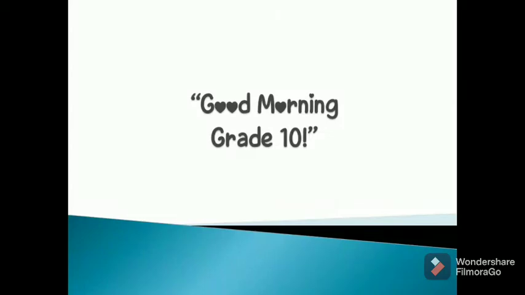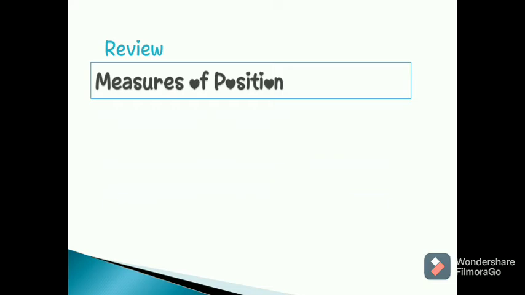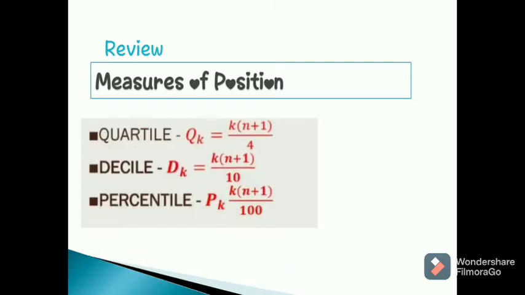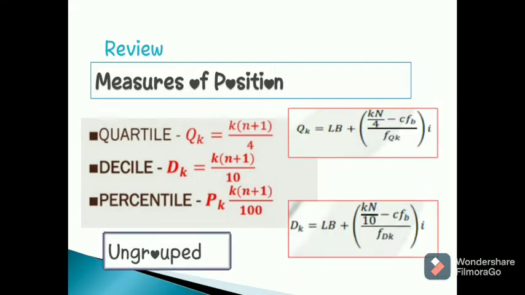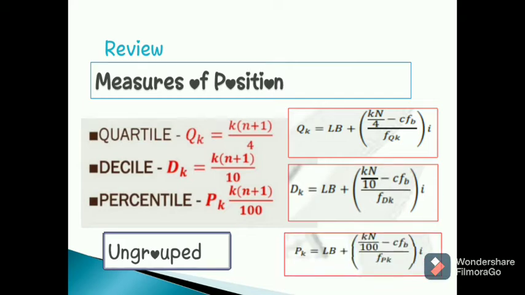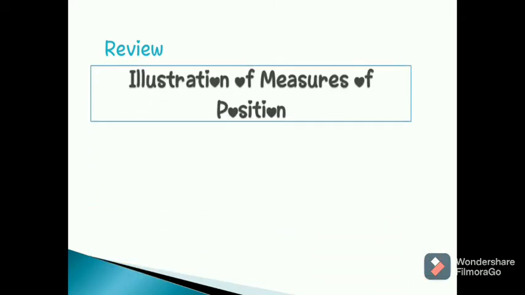Good morning, grade 10. For quarter 4, we had talked about the measures of position. We are done with finding the measures of position by the use of the formulas for quartile, decile, and percentile for the group, and also we're done with the group data. We also done illustration of measures of position.